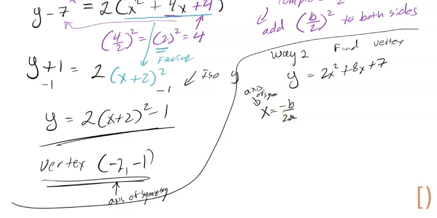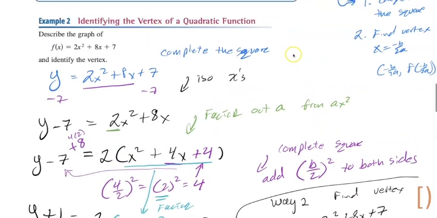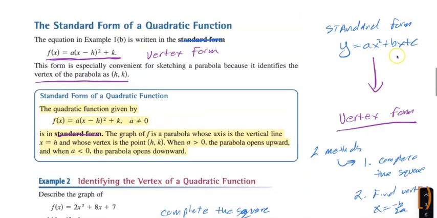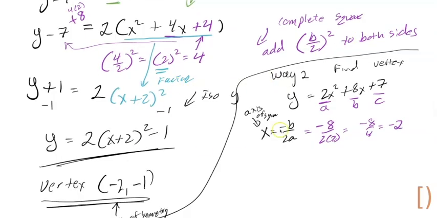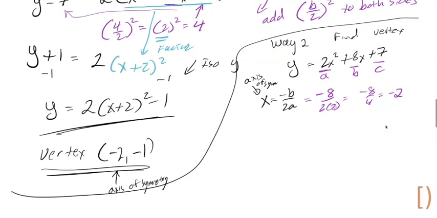What's a, b, and c? Well, a is the number from the x squared, b is the number from the x, and c is a constant. Just like in our standard form, a, b, c. If I substitute in, I'm going to get negative 8 over 2 times 2. So negative 8 over 4, which gets me negative 2. Look familiar? Okay, so we have the x in our vertex, negative 2.